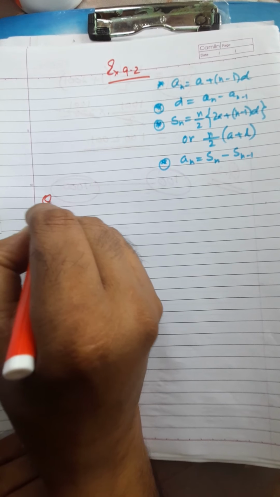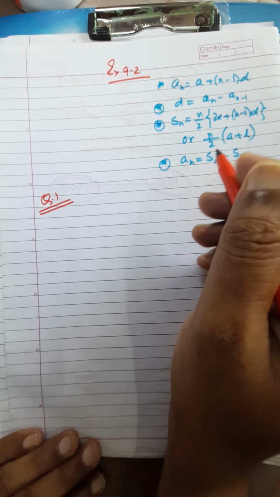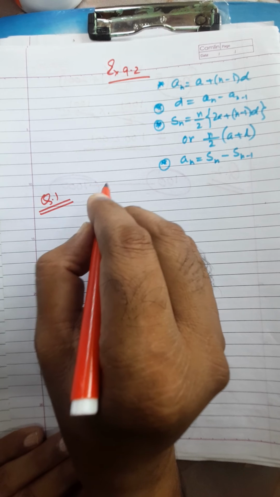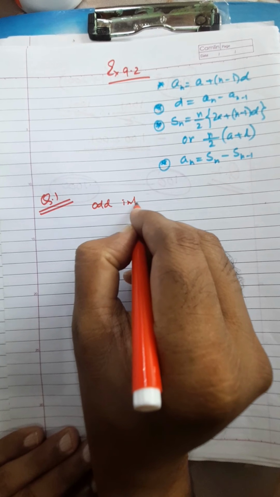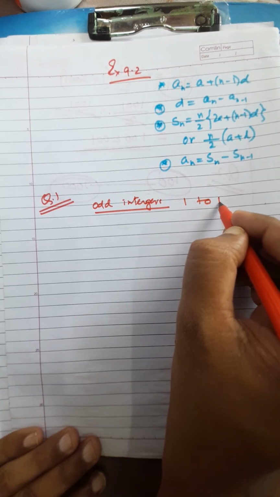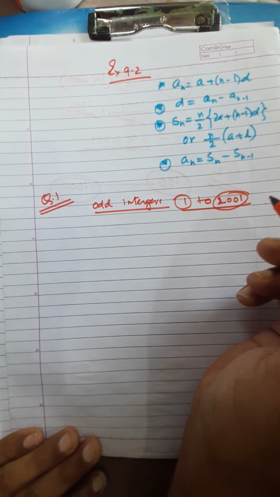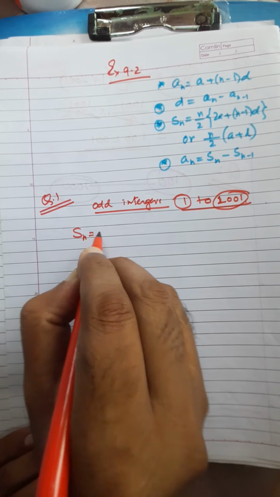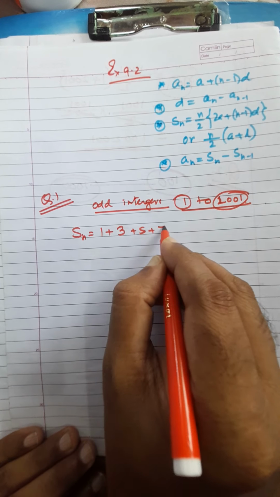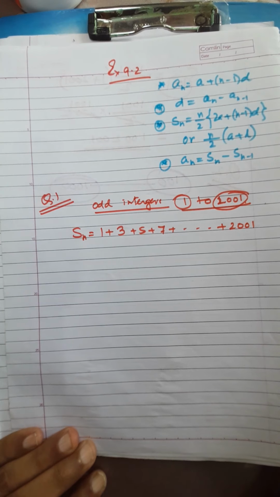Exercise question number 1. What is given in question number 1? Find the sum of odd integers from 1 to 2001. From 1 to 2001 means we need to include 1 and 2001 both. That means we need to find Sn, which is 1 plus 3, next odd is 5, next odd is 7. In this way, we need to find the sum up to 2001.